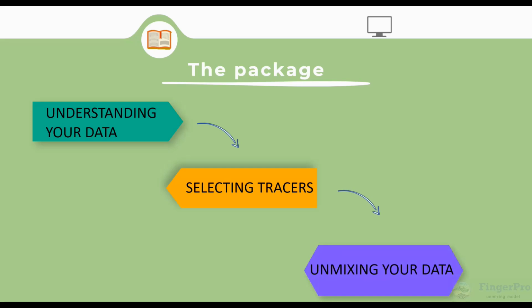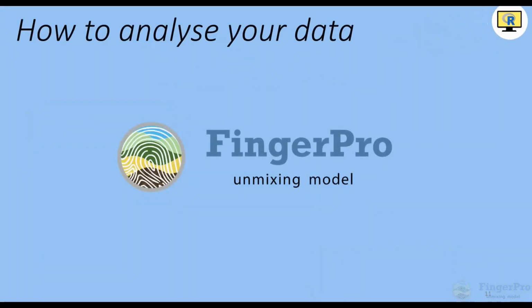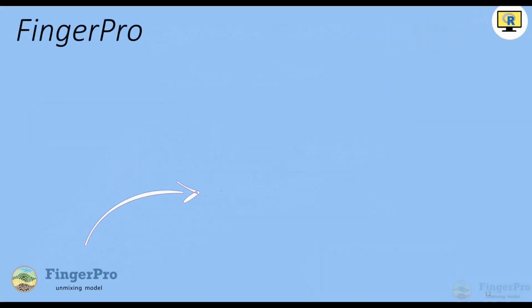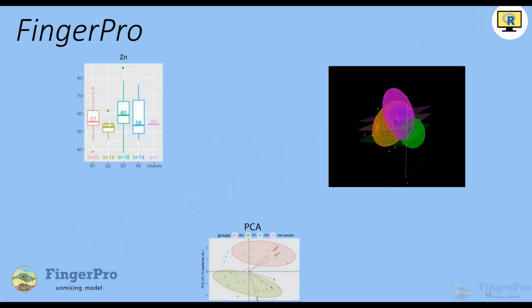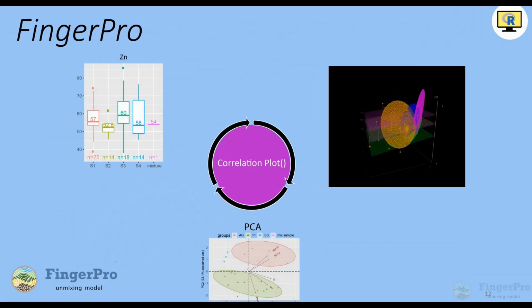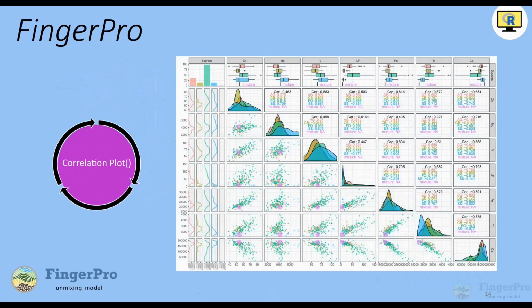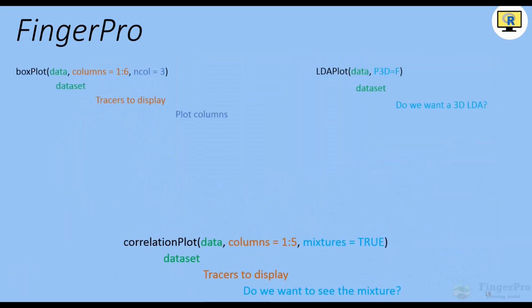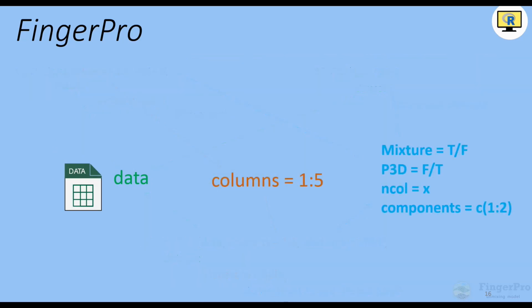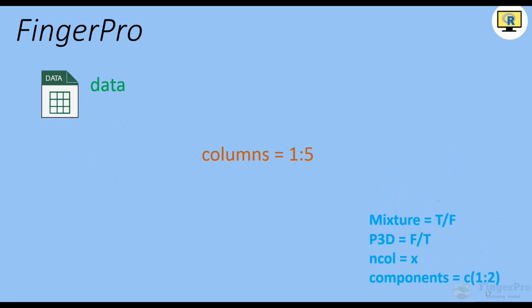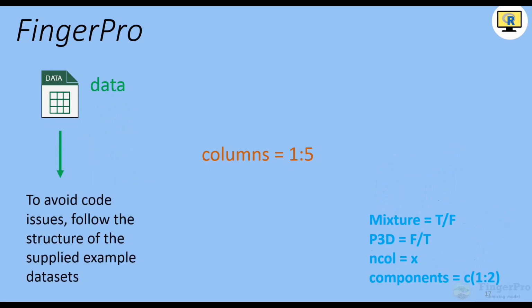Let's start with the first block of functions. If we go to the previous video, we would find a series of 2D and 3D plots included in the package to quickly visualize our data, going from box plots, linear discrimination graphs in 2D and 3D, PCA and correlation plots. Most functions included in the package could be divided into first, the data input, second, the tracers we want to display, and finally a variety of Booleans to specify the type of plot and its representation. Before taking a closer look at these functions, a nice tip to follow in introducing your data is to always follow the data structure of the examples already included in the package. Now, let us take a closer look at these functions.